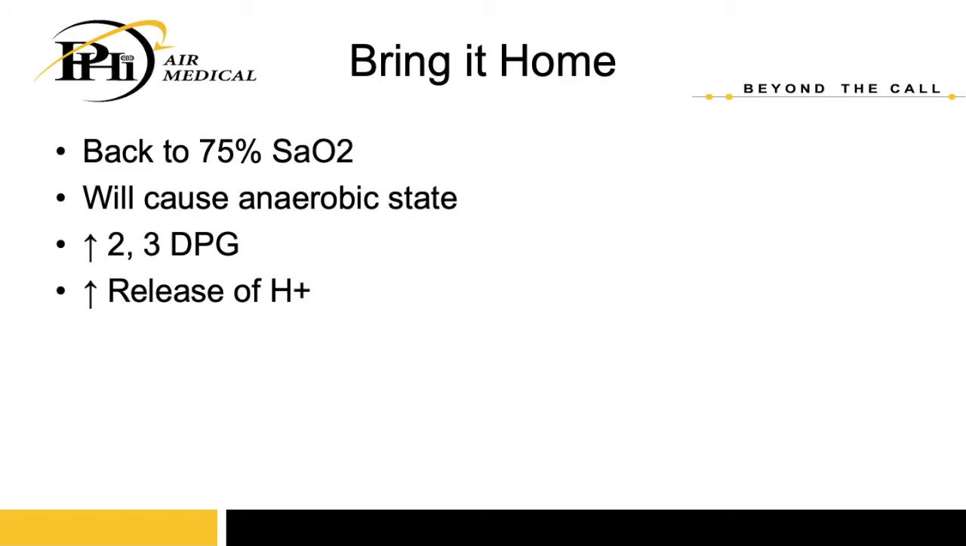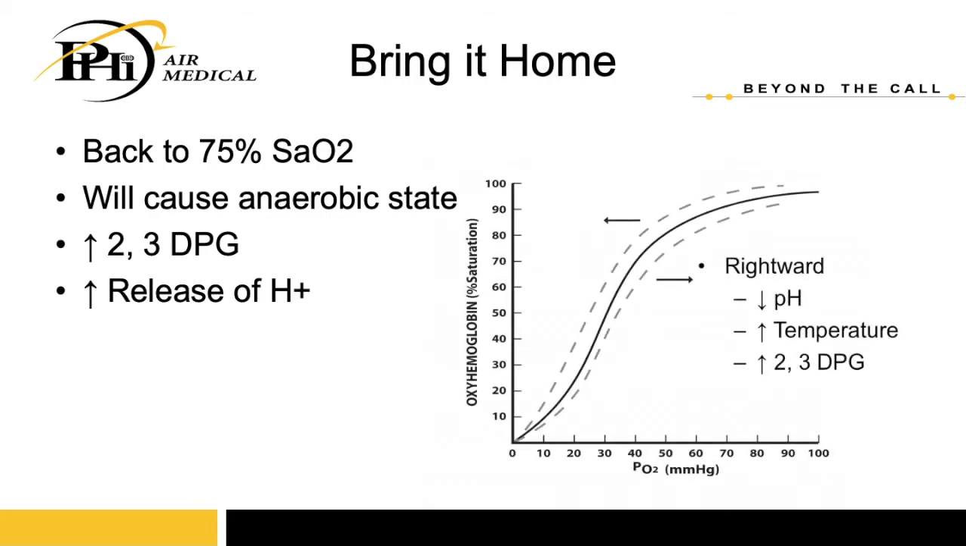All right, so let's bring it home and go back to that original person, that 75% saturation. We obviously know that that person's not just going to die, right? We're going to enter into this anaerobic state, which is going to increase the production of 2,3-DPG. It's also going to increase the release of hydrogen because we're in that anaerobic state, so it's going to start to create a relative acidosis in that area. So we're going to have an increased release of free hydrogen, and that's going to cause a rightward shift inside of the oxyhemoglobin curve.